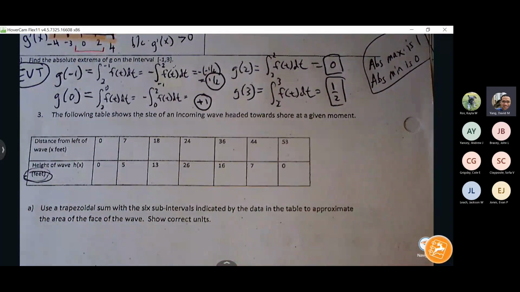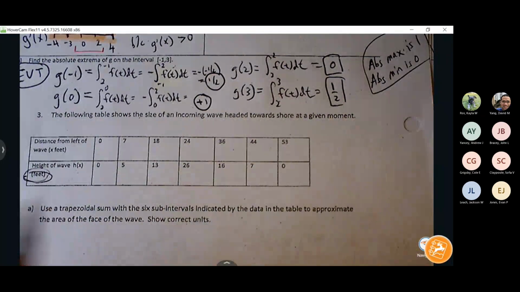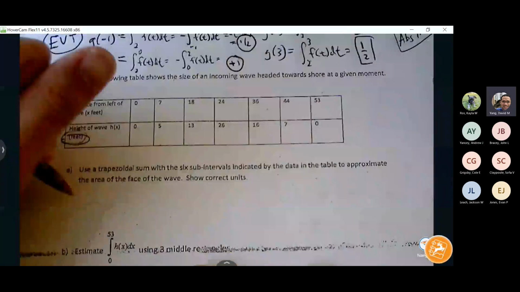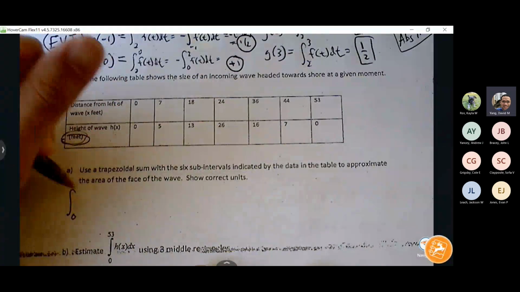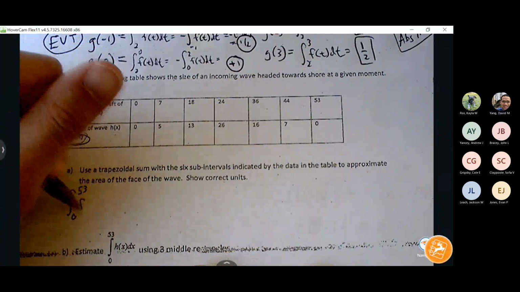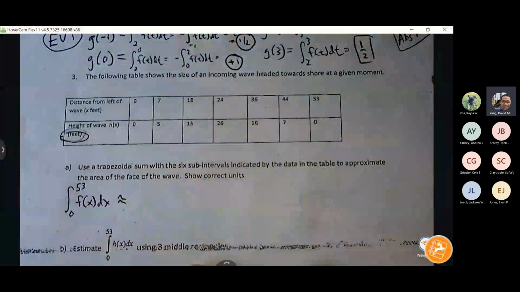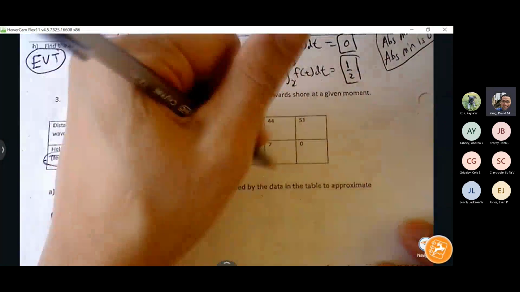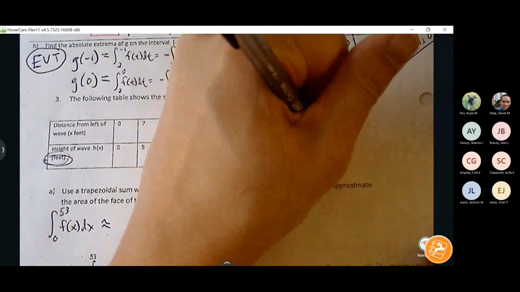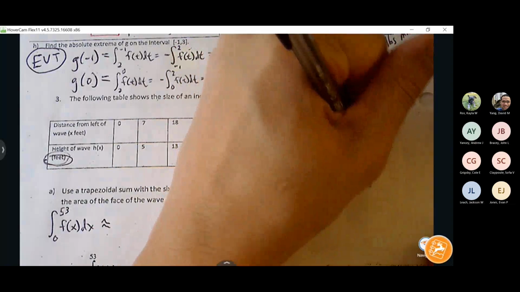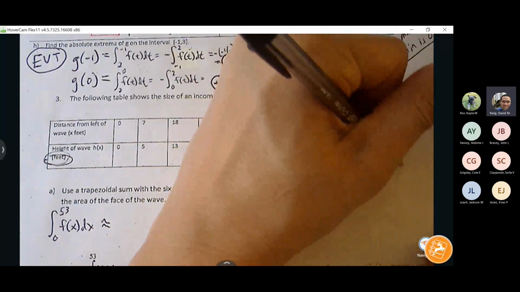Okay, so trapezoidal sum. So we can say the integral from 0 to 53 of f of x dx, not going to be exact, but it is going to be an approximation. Trapezoid is width over 2, or 1/2 width, height 1 plus height 2.